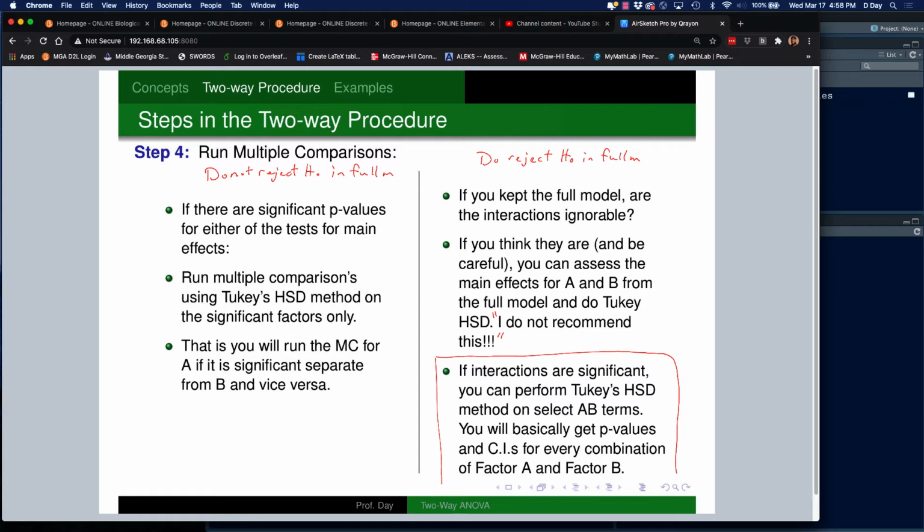If the interactions are significant, we can perform Tukey's HSD method by keeping the full model, but only looking at the interaction terms, the A times B terms. In other words, we won't look at A separate from B like we do over here. We'll look at just the A times B terms, and we'll get p-values and confidence intervals for every combination of factor A mixed with factor B. You won't see that today, but I'll show you an example of what that means. The confidence intervals get really nasty, and sometimes it's hard to discern things.